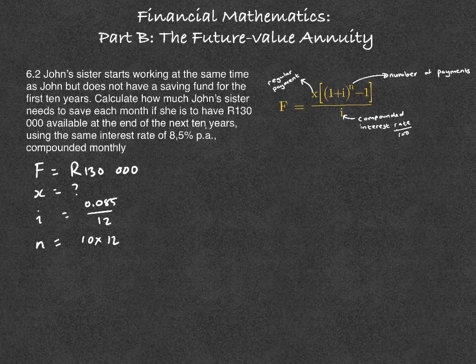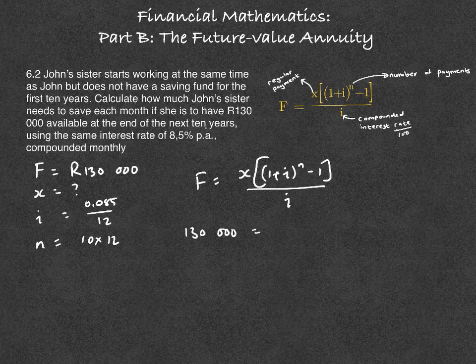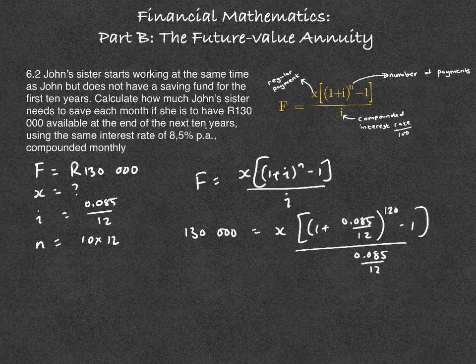So the future value is equal to x times (1 plus i to the power of n, minus 1) over i. So the future value, that is 130,000, is equal to x. x we need to work out. So it's 1 plus 0.085 over 12, that's i. n is equal to 120, that's 10 times 12, minus 1, over 0.085 over 12.